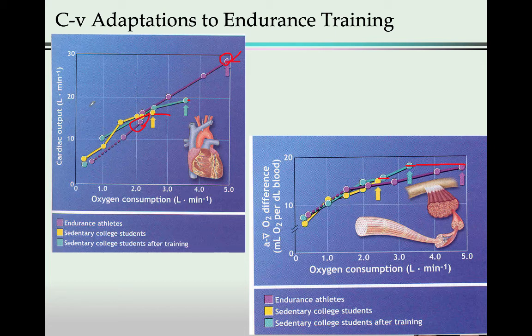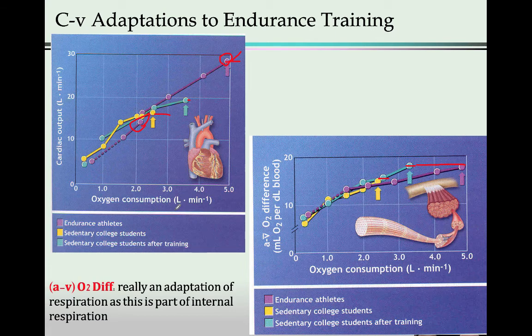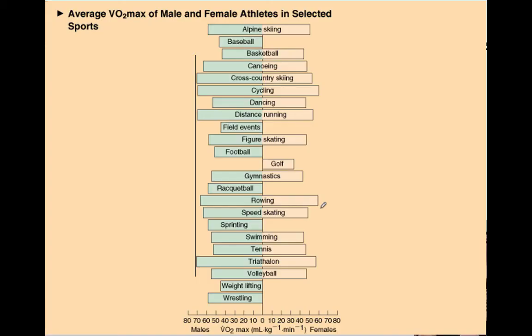Now, remember that cardiac output times AVO2 difference will give us VO2. And so this is also showing you two of the three things that are compared when we look at the Fick equation. And so we might argue that AVO2 difference is really an adaptation of respiration, as this is part of internal respiration. And so we may come back to it when we look at the second video on cardiovascular adaptations.